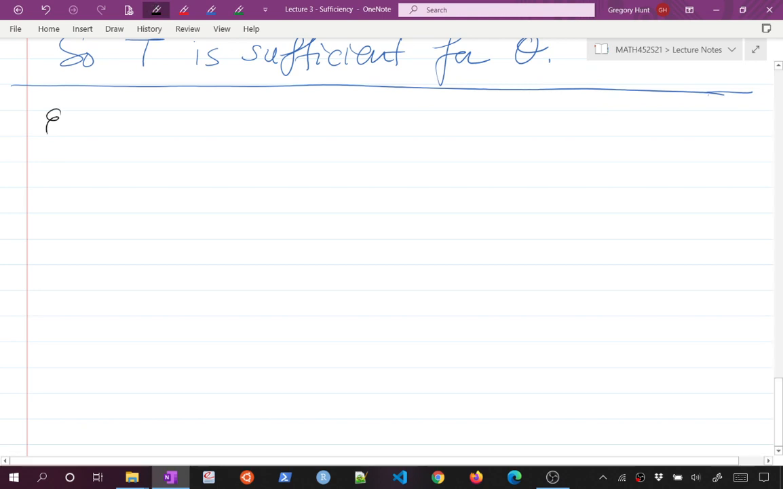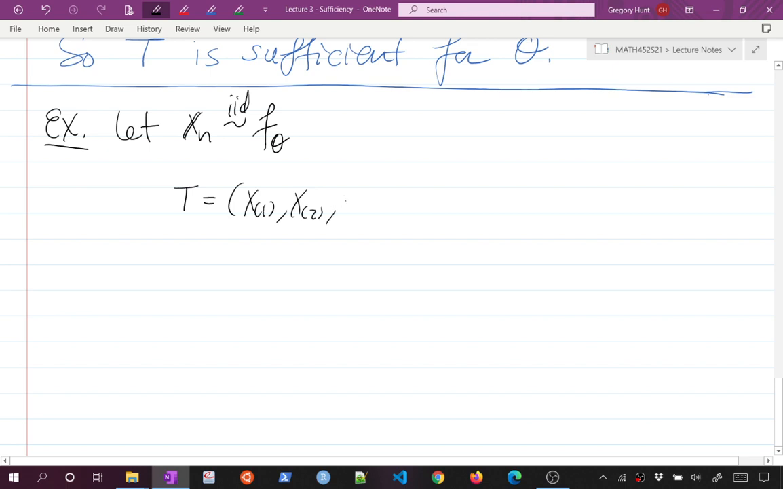So, example, let's just take a random sample from some distribution. We don't even need to know what it is. And we're going to let T be the order statistics: the minimum, second smallest, third smallest, all the way up to the maximum. So these are called the order statistics.